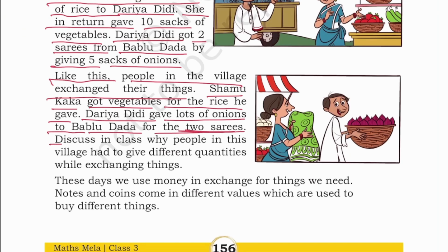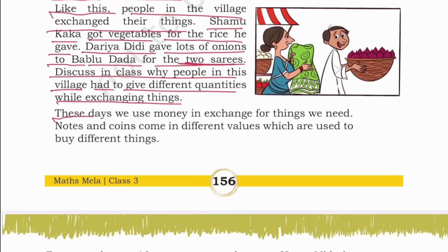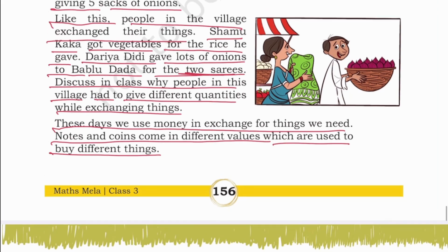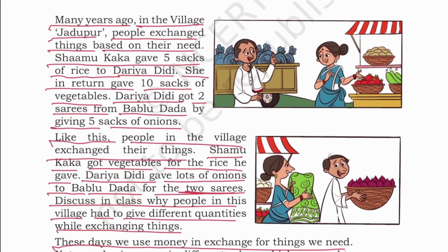Discuss in class why people in this village had to give different quantities while exchanging things. These days, we use money in exchange of the things we need. Notes and coins come in different values, which are used to buy different things. You can see the picture given here. Different things are exchanged in return of other things as per the need.